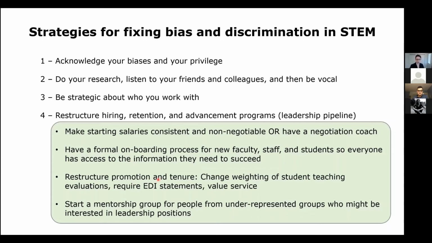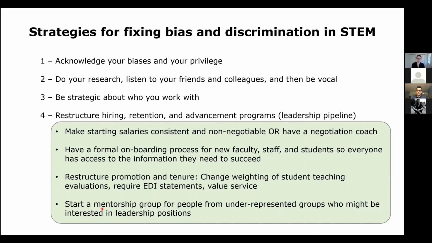Restructure promotion and tenure. There was a great paper that just came out, which is on my website if you want to look at it, about how to fix the issue of student teaching evaluations. I strongly recommend that people do that, not just teaching evaluations of faculty, but also teaching evaluations for TAs, requiring EDI statements and valuing service. And then lastly, start a mentorship group for people from marginalized groups who might be interested in leadership positions in 3 to 5 years, to help them learn the tools that they would need to get into those leadership programs.